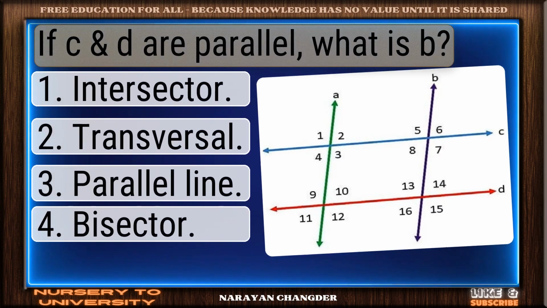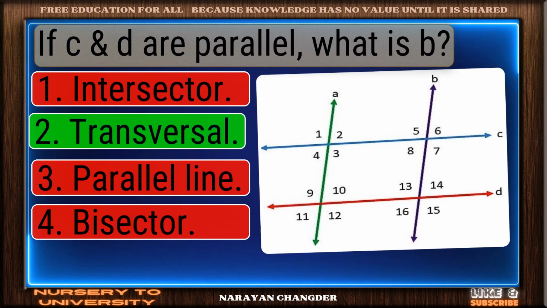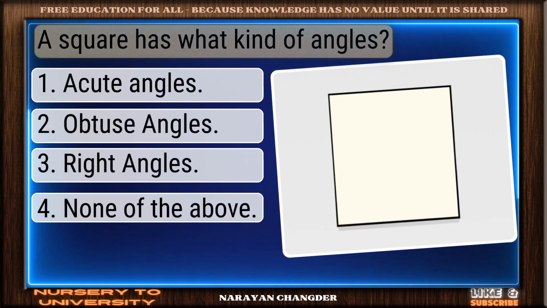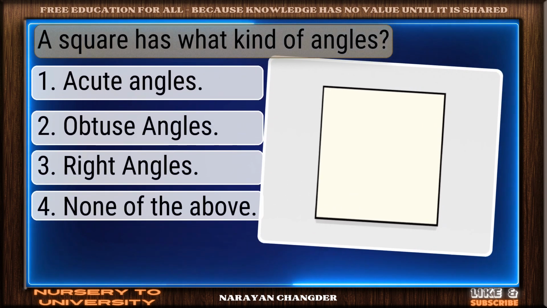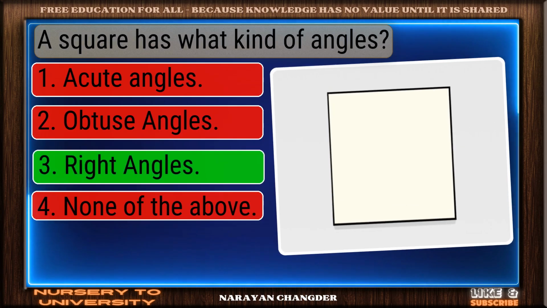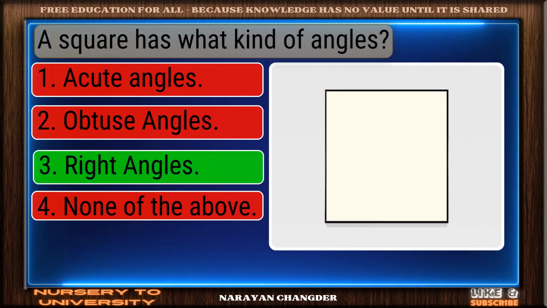Question number 7. If C and D are parallel, what is B? On track. Transversal is the correct answer. Question number 8. A square has what kind of angles? Well reasoned. Right angles is the correct choice.